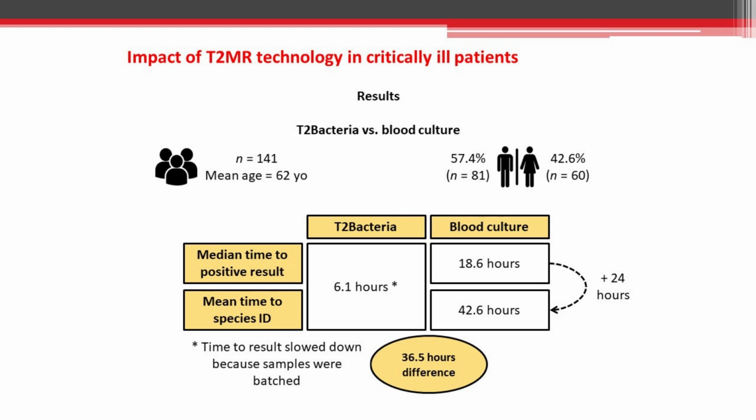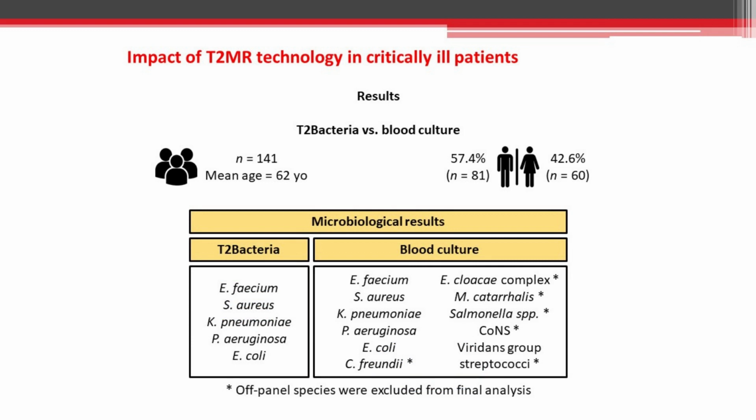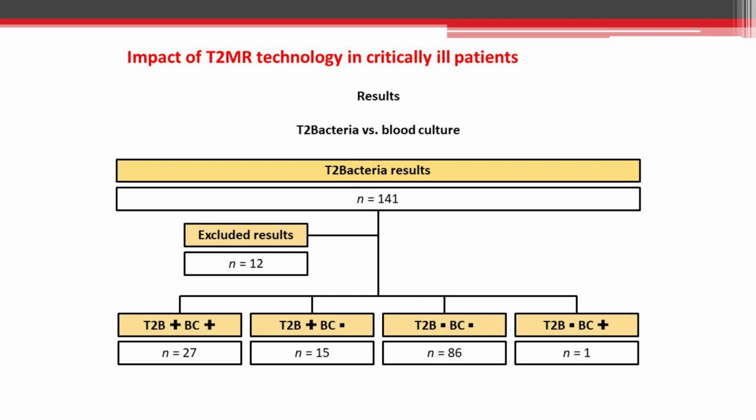And if you look at the difference, it's a 36.5-hour difference between T2 bacteria and the current blood culture methods. Regarding microbiological results, we had almost every pathogen on the T2 bacteria picked up by the device. The only one we didn't have was Acinetobacter, but the other ones we had cases with them. But for the purpose of the data analysis, we excluded off-species panel. So after excluding those, there were 12 results. We came up with these results.